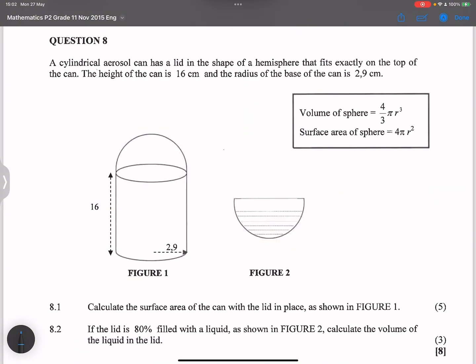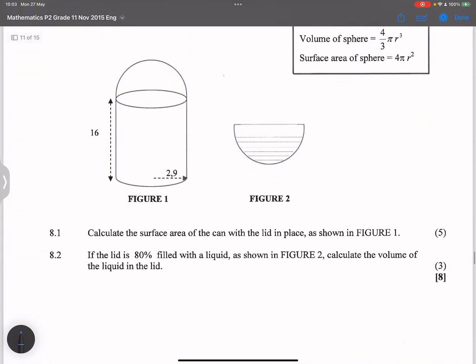Question 8. They say a cylindrical aerosol can has a lid in the shape of a hemisphere that fits exactly on the top of the can. The height of the can is 16 centimeters. The radius of the base of the can is 2.9 centimeters. They give us the volume of a sphere is 4/3 pi r cubed, and the surface area of a sphere is 4 pi r squared. Now they say to us calculate the surface area of the can with the lid in place as shown in figure 1.